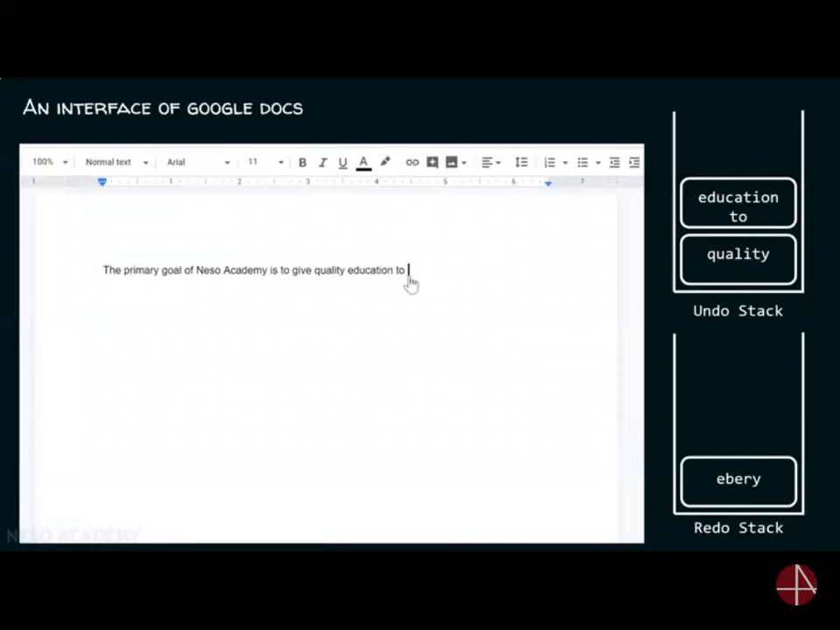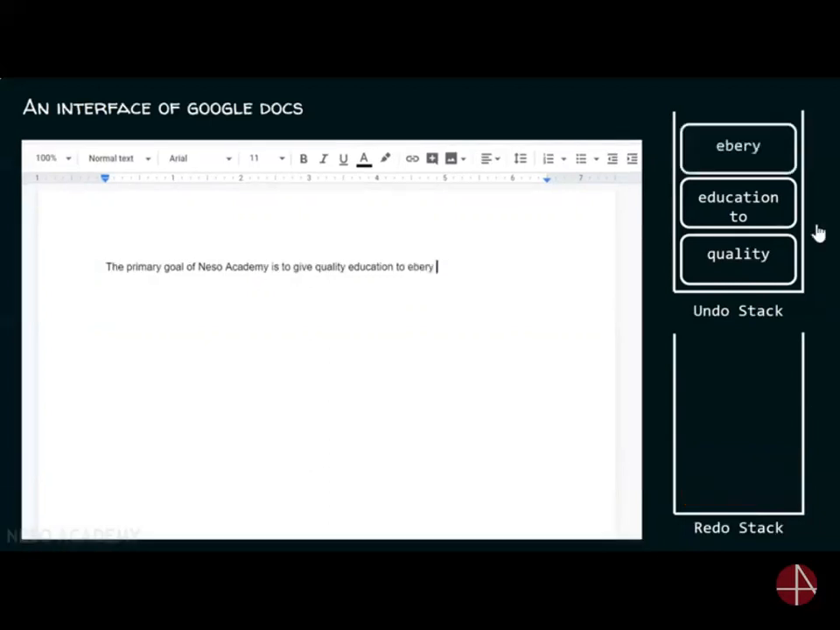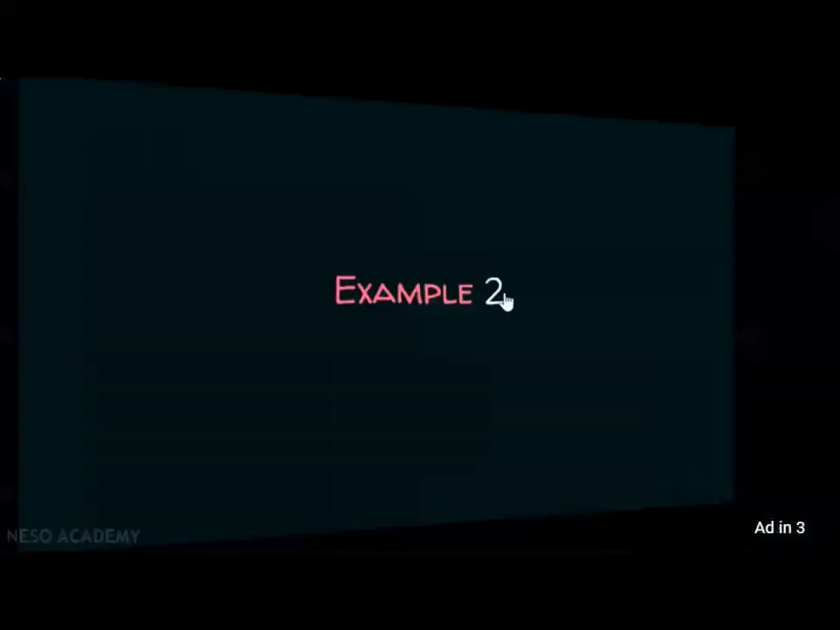Now let's say I want to redo the operation. When I click on Ctrl Y, this particular element gets selected and it will get popped out of the stack and pushed within this undo stack once again. So here the operation is redone. This is how the undo redo feature works. And this is one such application of a data structure. And you can see here stack is our data structure. Now let's see another example.